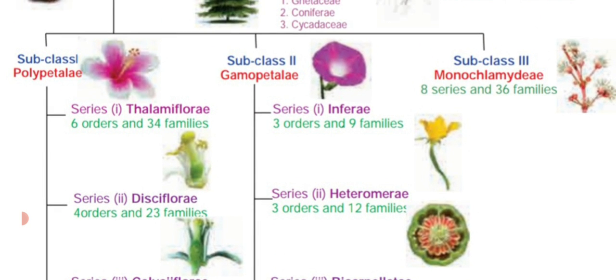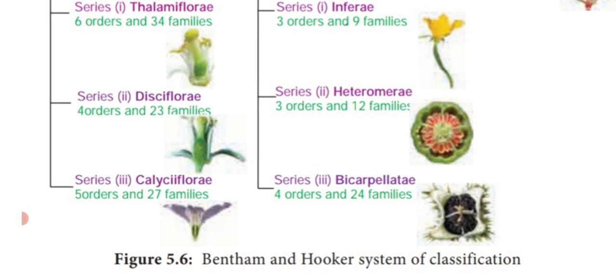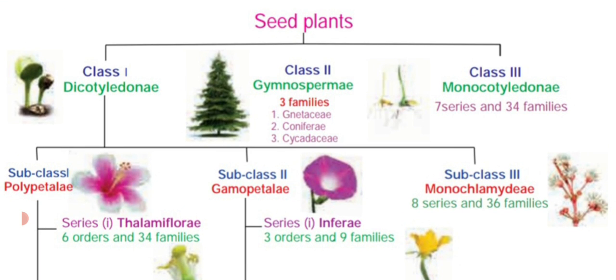Likewise, subclass Gamopetalae is divided into 3 series. Inferae with 3 orders and 9 families. Heteromerae with 3 orders and 12 families. Bicarpellatae with 4 orders and 24 families. See the diagram: in Heteromerae, the ovary has more than 2 carpels, with 5 chambers, 5 carpels. Bicarpellatae have only 2 chambers or 2 carpels. The last one, subclass Monochlamydeae, has 8 series and 36 families.